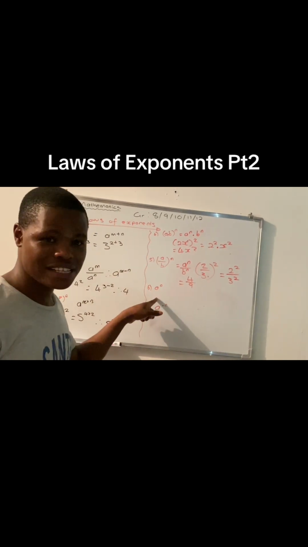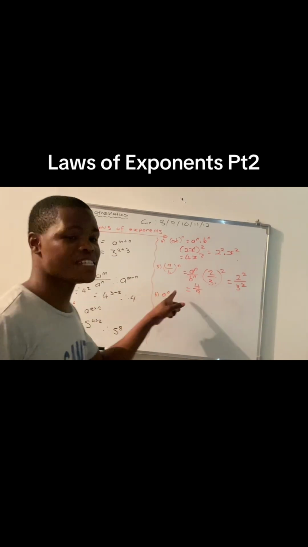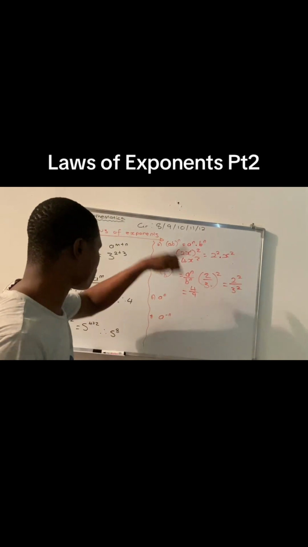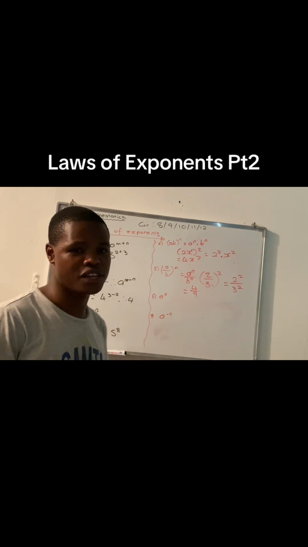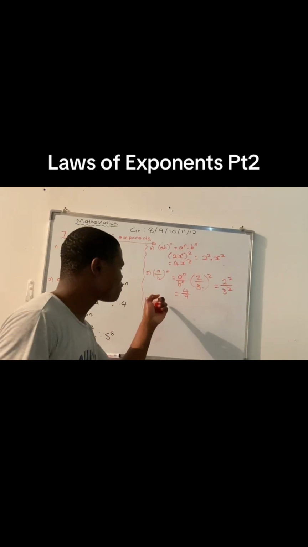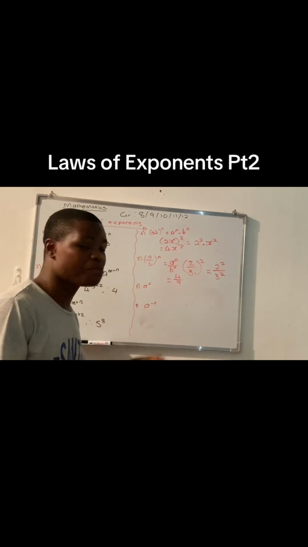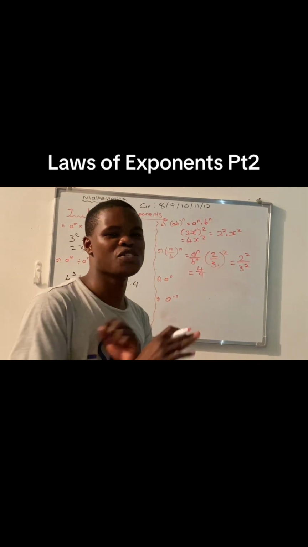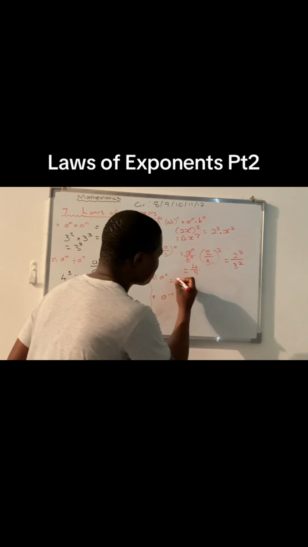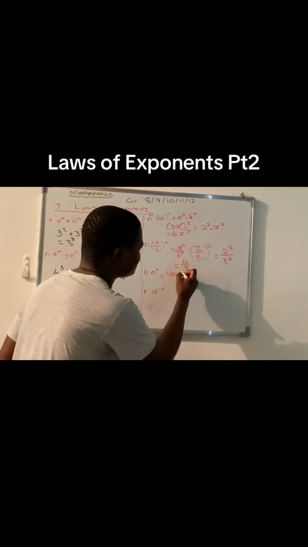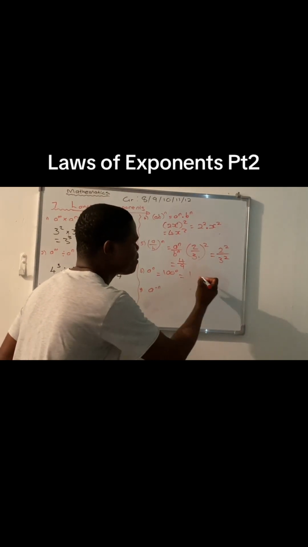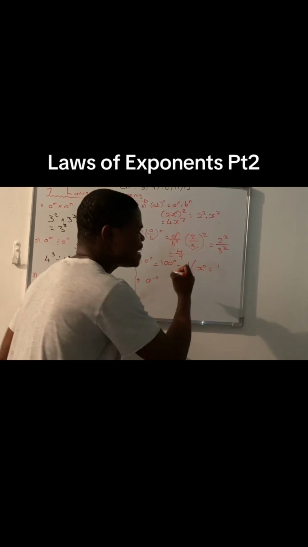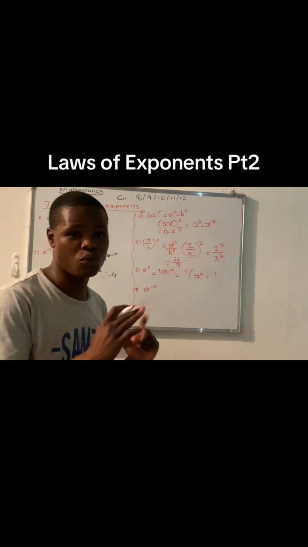And then on number 6, guys, I've got the power of a 0. This is, I think, the simplest one. This is the simplest out of all the 7 laws of exponents. Guys, whenever you've got a variable or any number that is raised to the power of 0, just know that your answer is 1. So even if you've got 100 to the power of 0, your answer will be 1. If you've got x to the power of 0, your answer is equal to 1. Any number to the power of 0 is always equal to 1.